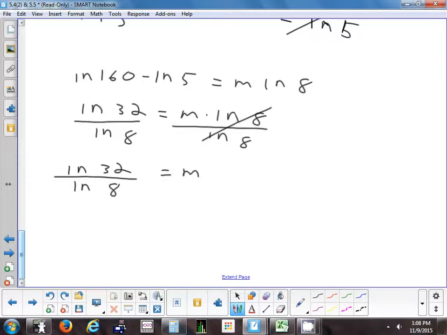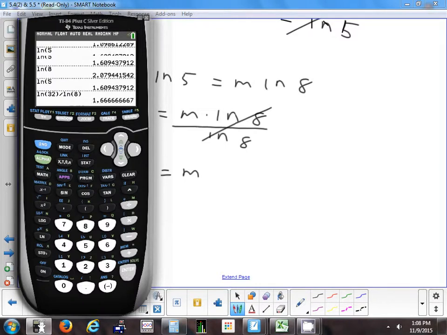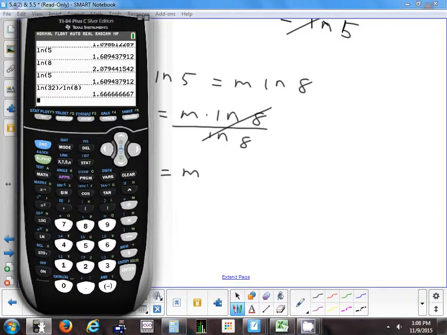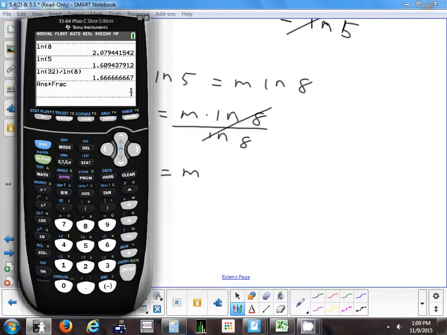Any questions on that? All right, now let's just type that in and see what we get. ln of 32 divided by ln of 8. Right? I'd like you to write that as a fraction. So what is that as a fraction? 1 2/3, or we can just press fraction, convert it to improper. It's 5/3.